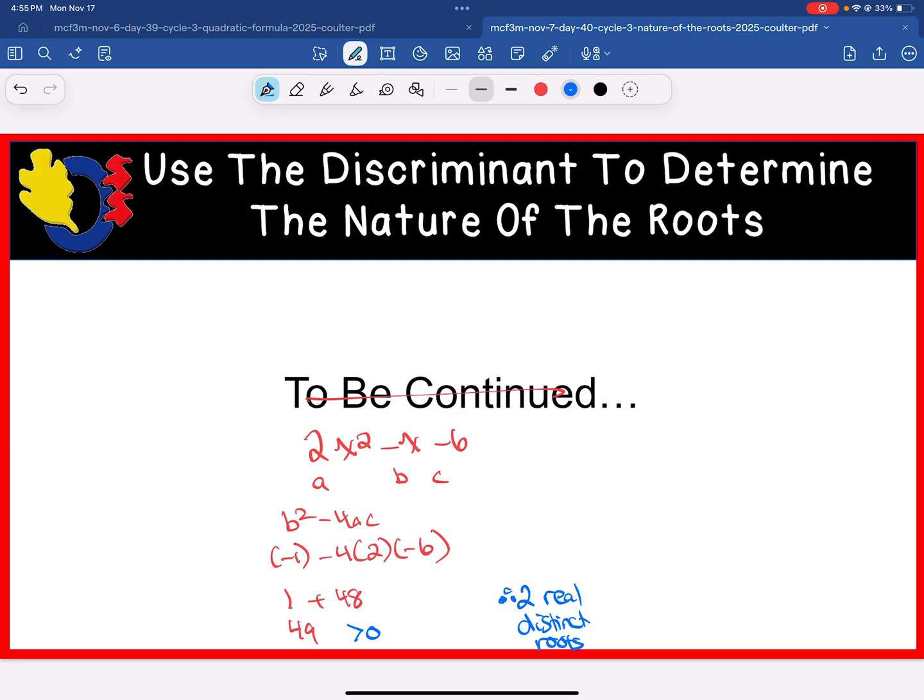Okay, I'm going to see if I can squeeze another example on the slide because I don't have any more slides after this. Okay, so we'll call this example 2, and this is example 3.